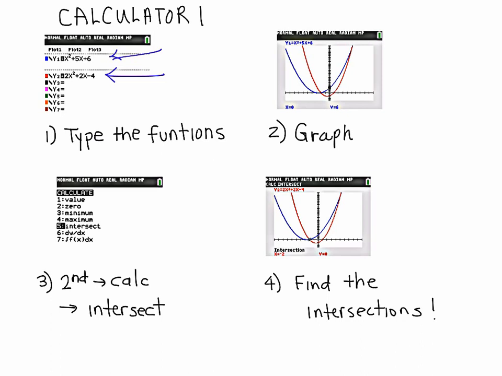Next, in order to find the intersections, you need to go second, calc, then number 5, intersect. You're going to move your cursor around the intersections. First curve, enter. Second curve, enter. Enter one more time to find the intersections. You're going to repeat this process one more time to find the other point of intersection.